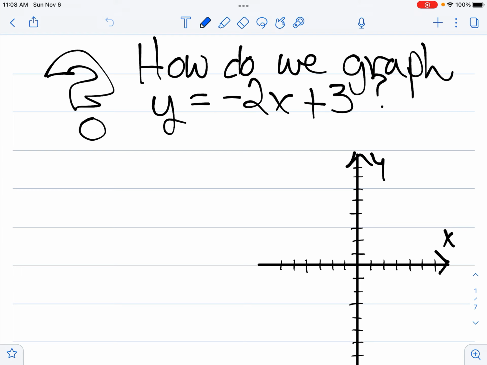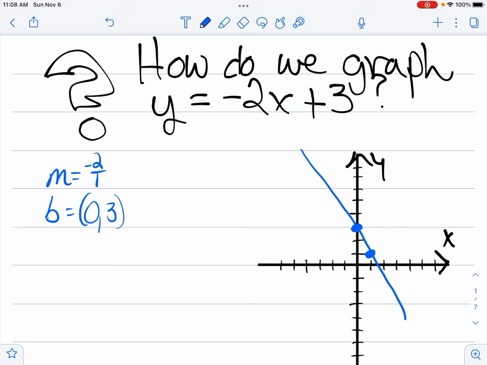Okay, guys, so this one shouldn't have been that much trouble for you, I don't believe. You guys should remember that your slope is -2 over 1, and your intercept is 0, 3. So we're going to start at 0, 3 right here. We're going to go down 2 levels and 1 level to the right, put a point here at 1, 1, and then we'll connect our points together. And that's our line. That's how we graph a linear equation.